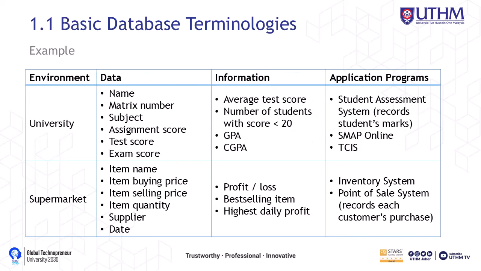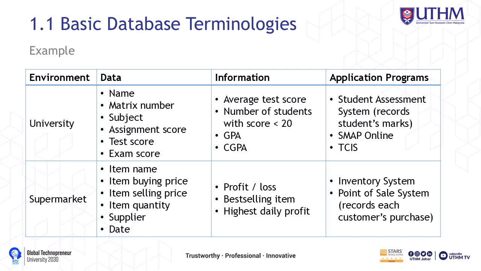The university as an environment. The data collected here includes student names, matriculation numbers, subjects, assignment scores, test scores, and exam scores. This raw data is processed to generate useful information such as the average test score, the number of students scoring below 20, GPA and CGPA. Examples of application programs in this environment include the Student Assessment System, SMAP Online, and TCIS.